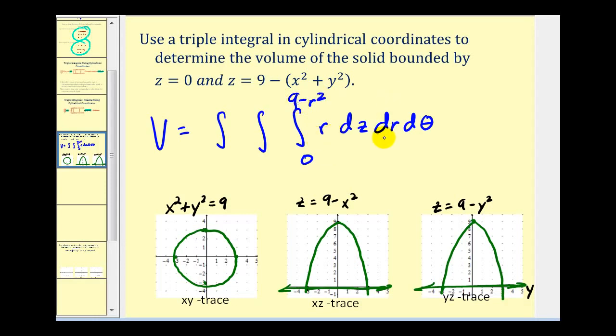And then to determine r, we can look at the xy trace. r is going to start at 0 and then go out to 3. And then for theta, we need to go all the way around this circle, so it'd be from 0 all the way to 2 pi. So this triple integral will give us the volume of this bounded three-dimensional region. Let's go ahead and evaluate this on the next page.